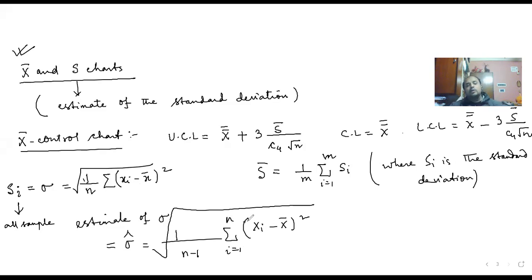Standard deviation we all know. So the standard deviations will be calculated from all these standard deviations. S1 is a standard deviation, S2 is a standard deviation, Sn is the standard deviation. From all these standard deviations, the mean standard deviation will be calculated. So that is actually the mean standard deviation.